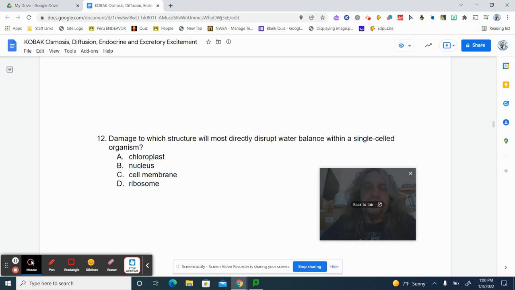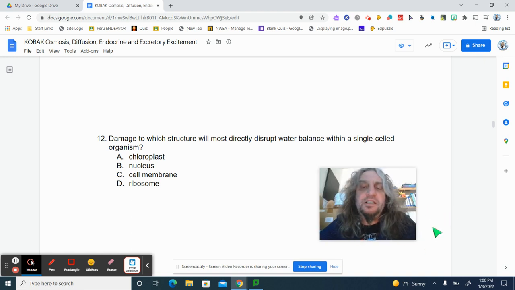Damage to which structure would most likely or most directly disrupt the water balance within a single-celled organism? A, chloroplast. B, nucleus. C, cell membrane. D, ribosome.